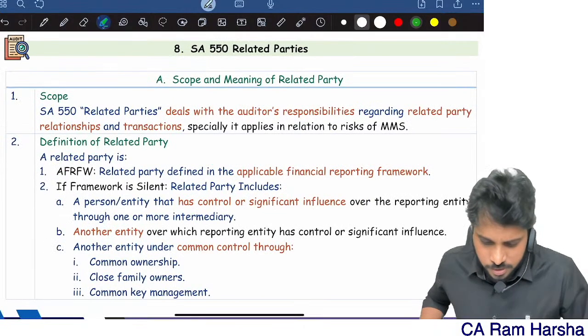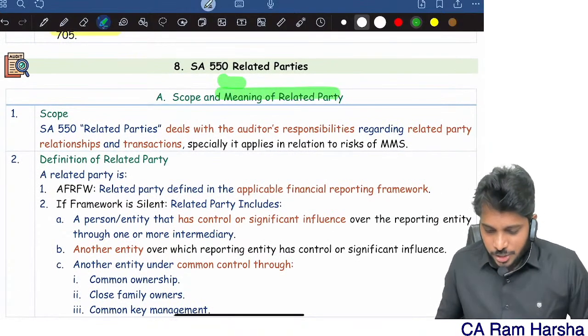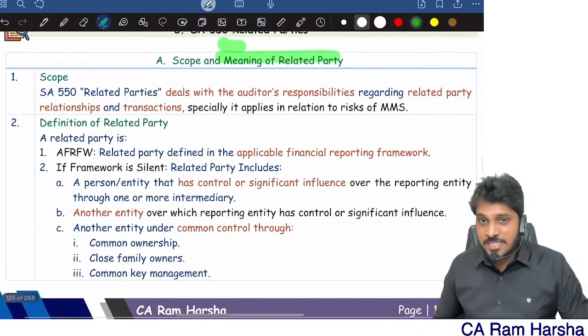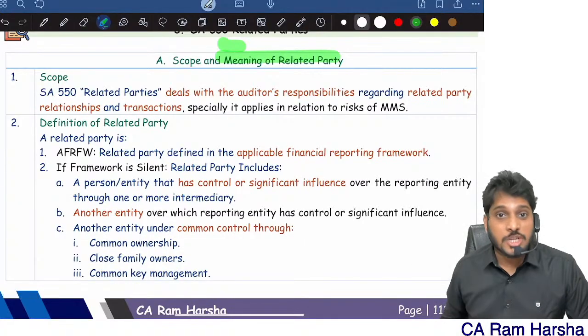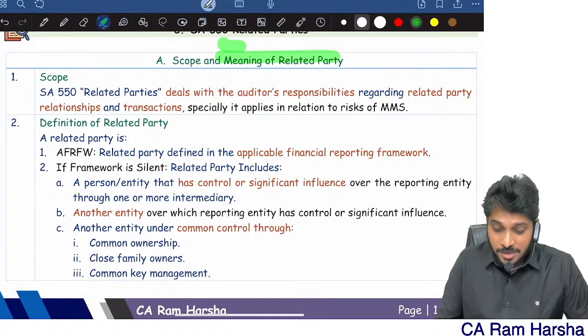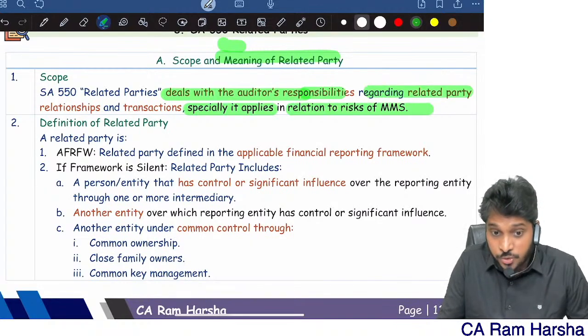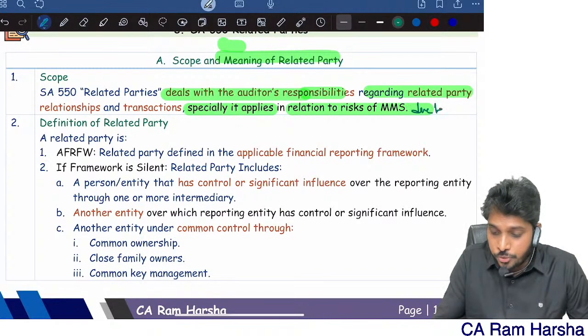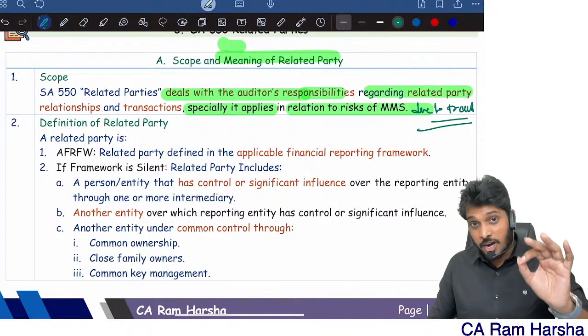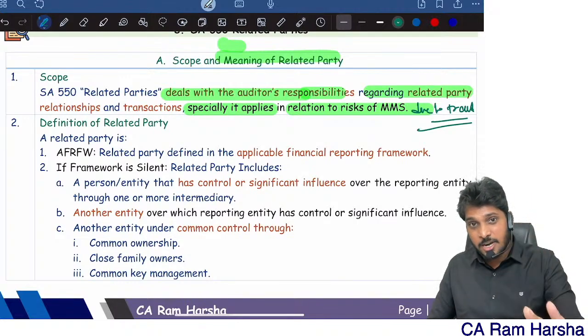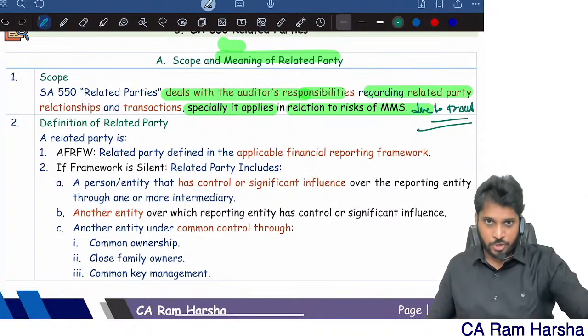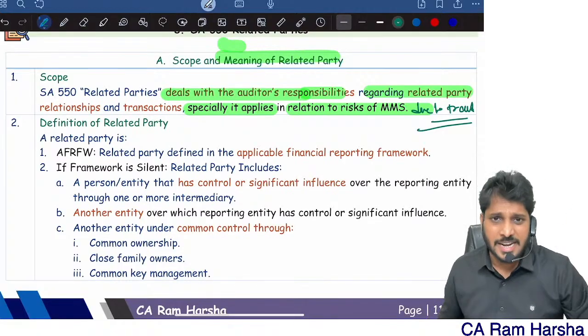Next, the meaning of related parties. Actually, many students think that related parties means we need to check disclosure requirements. Wrong. Here, the standard mainly deals with auditor responsibilities relating to related parties. Specifically, it applies in relation to the risk of MMS due to fraud. Most important, fraud risk factors in relation to related parties. That is the primary focus of this standard.